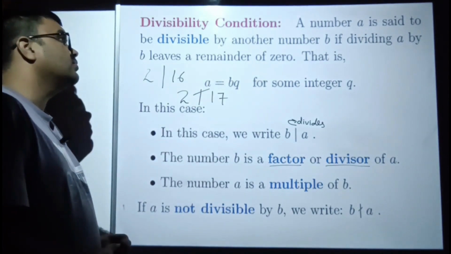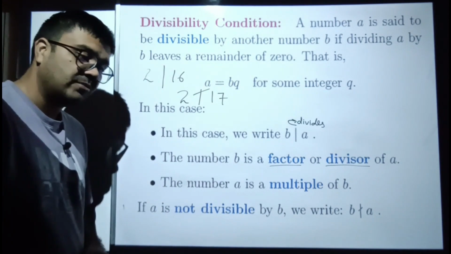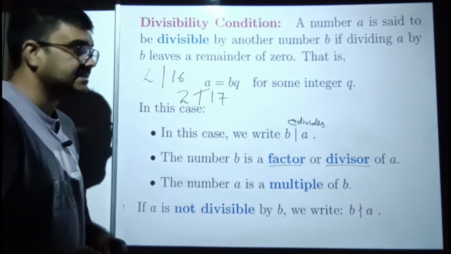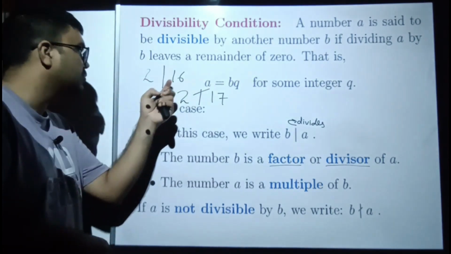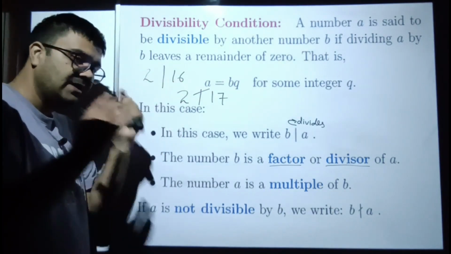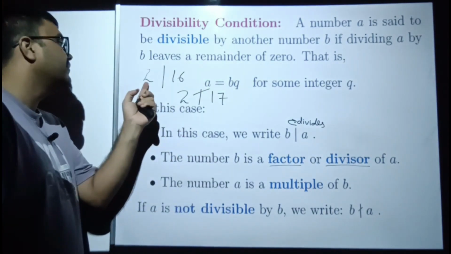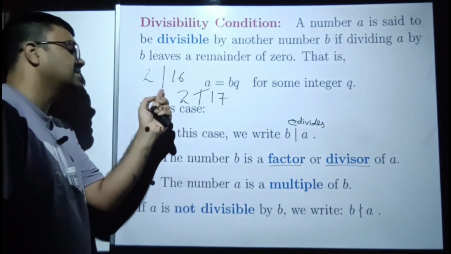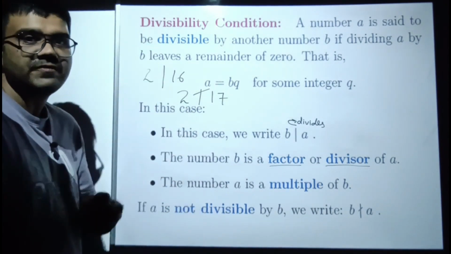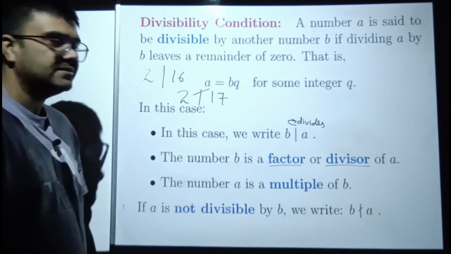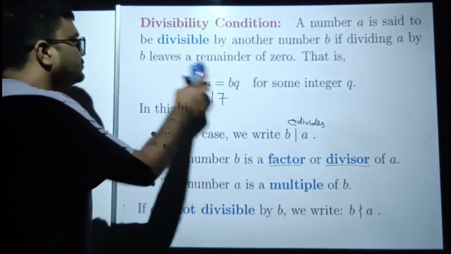Another important thing to note over here is this same vertical bar we were using when we are talking about the such that symbol in sets. So whenever you are dealing with these kinds of problems, if it is 2 bar 16 written over here, it should be clear to you in which context we are talking. When we are talking about integers, this symbol represents divisibility. When we are talking in the context of sets, this symbol represents such that. These are standard symbols. We cannot change these symbols on our own.